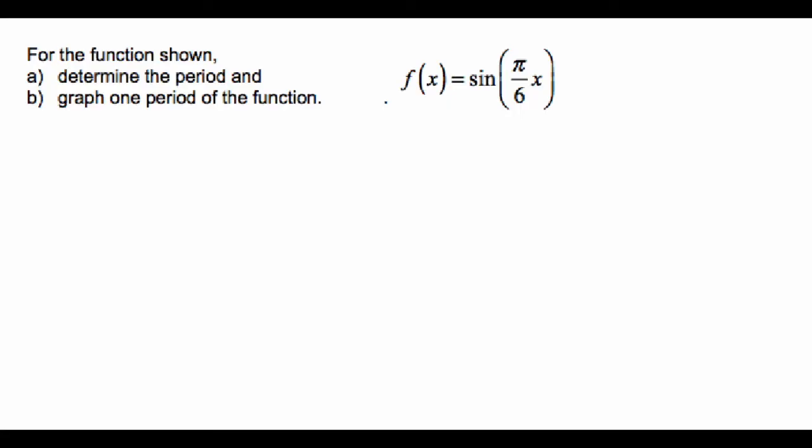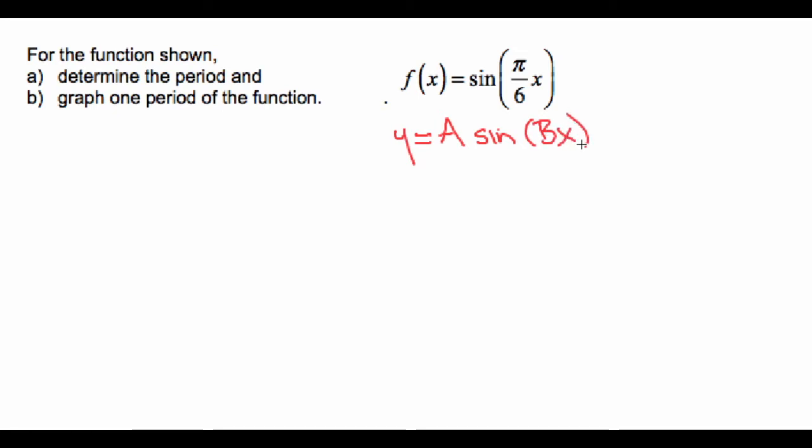For the function shown, determine the period and graph one period of the function. Now we have f of x is equal to the sine of pi over 6 x. The general form for sine is y is equal to a times the sine of bx.